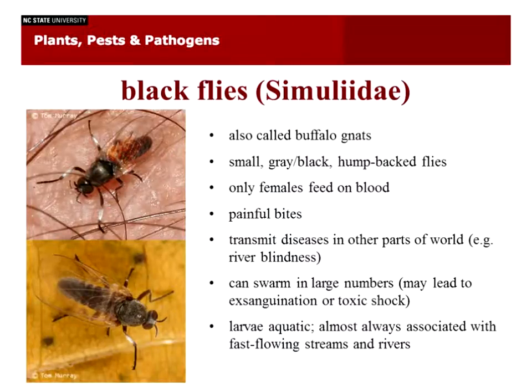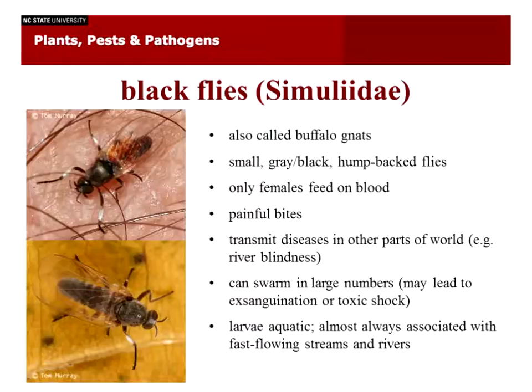Okay. The next group, I've actually gotten a couple of calls about. I haven't seen the samples, the specimens per se, but people have described these flies that sound a lot like black flies, which are also called buffalo gnats. These are small, gray-black, and humpbacked flies. Again, only the females feed on blood, and they do have very painful bites. So these are going to be a type that slices the skin open and sucks the blood that comes to the top.